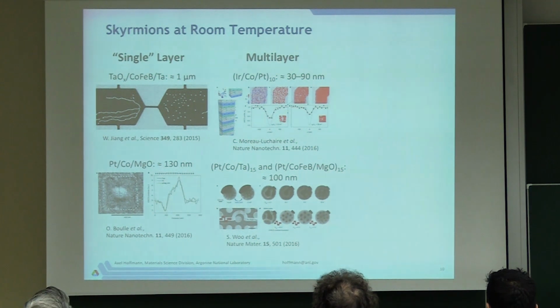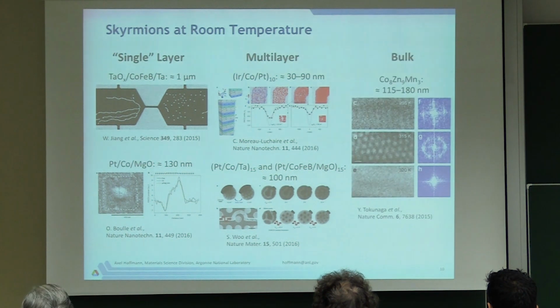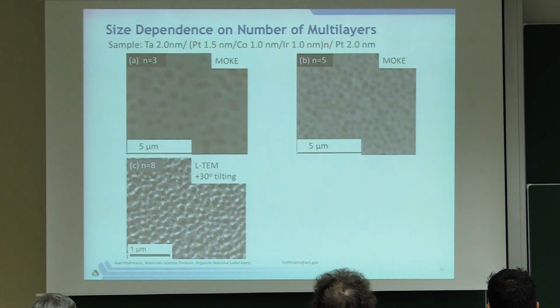Here are some of the examples of first works along these lines. Well, as I said, you can even have bulk materials where skyrmions can be stable at room temperature. So if you envision an application that you want to do at room temperature, any of these material systems are fair game. Now, one reason why you might want to go from a single layer to a multilayer is because it helps you to make things smaller.